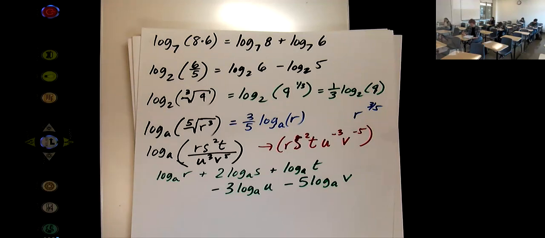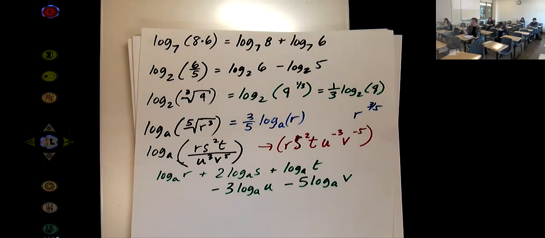Any questions? Come on, you were first. So when you have exponents, they always follow. Yes. Well, you don't have to put them in front, but they're much easier to work with usually.